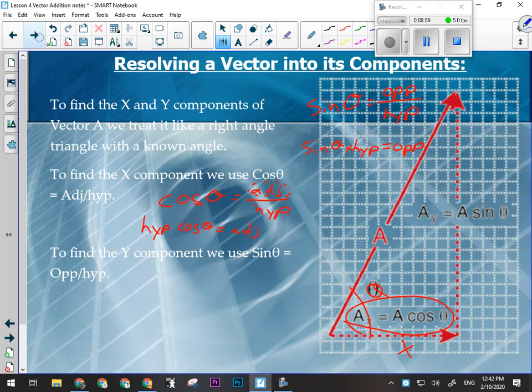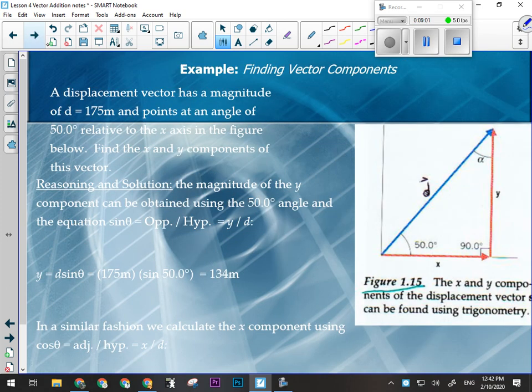All right. Okay, so if I have this displacement vector and I want to find its components, we're going to do exactly what I illustrated on the last slide. If this vector here is 175 meters, angled at 50 degrees above the horizontal, how far over x does it go? How far up y does it go? If I want to find x, is x adjacent or opposite? It's adjacent. It's touching the angle that I was given, the 50-degree angle.